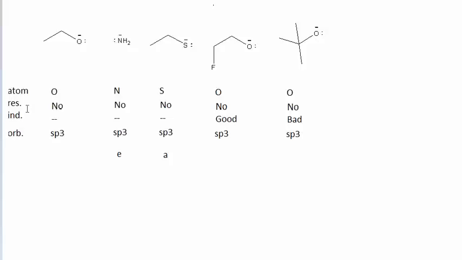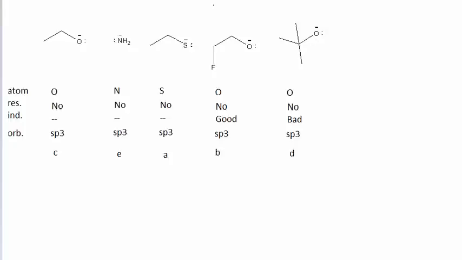Okay, now we go to each of these. They don't have resonance and their orbitals are the same, so the only thing we can compare is their inductive effects. Well, here we have good induction through the form of electron withdrawal, so this is our second most stable. Here we have nothing and here we have bad. So having nothing is better than having bad. So here is our stability ranking in terms of the conjugate bases.